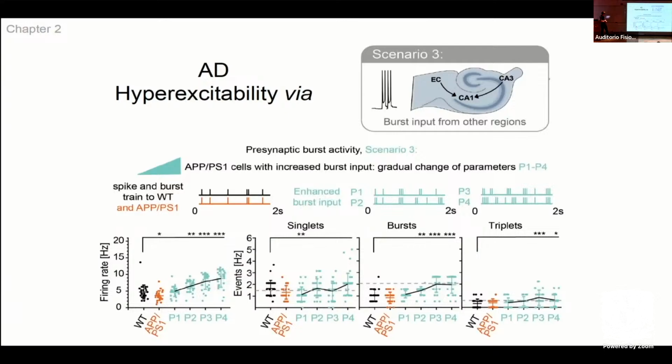So if you look at parameter 3, the wild type and Alzheimer's cells are very similar. If you look at here, that's a singlet. If you look at the burst, we reach a doubling of the burst, and for the triplets, again, a high increase with the modification to get to hyperexcitability of that.